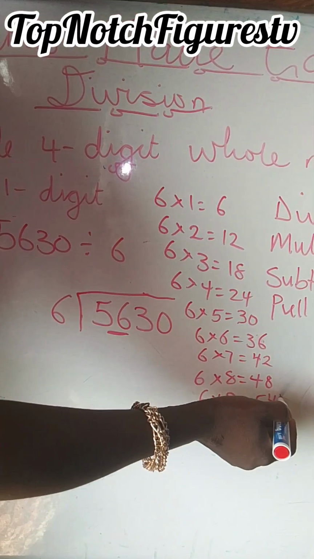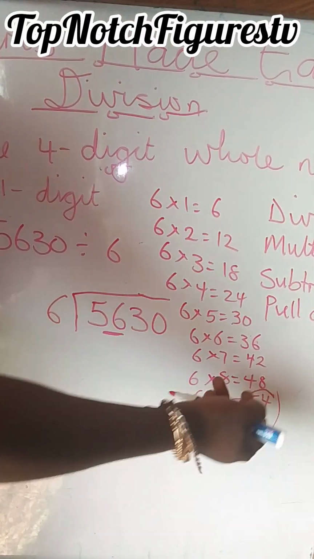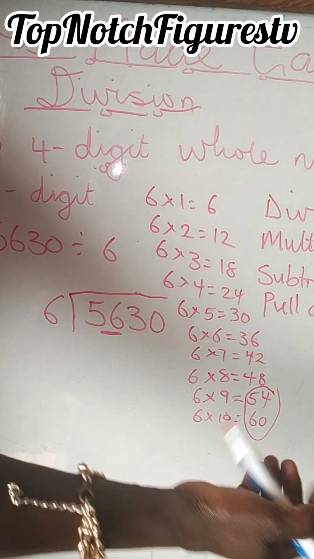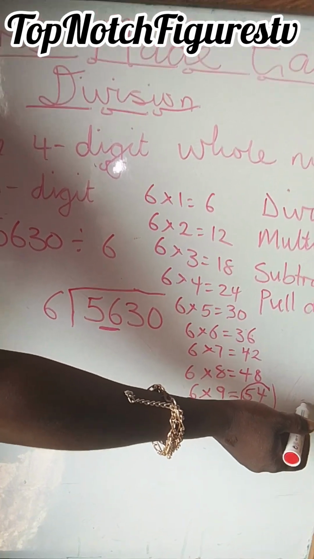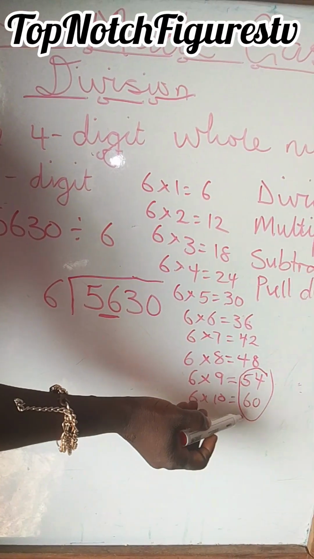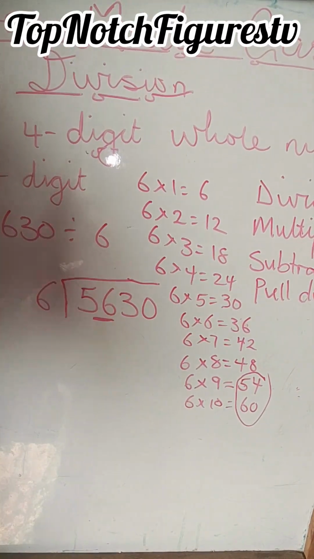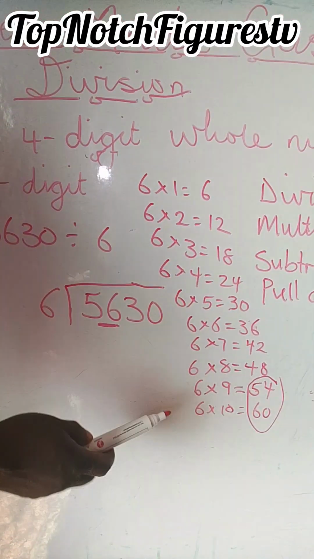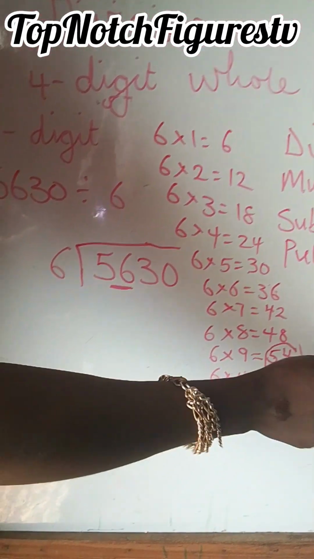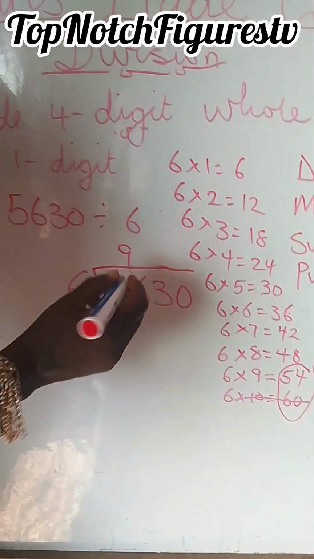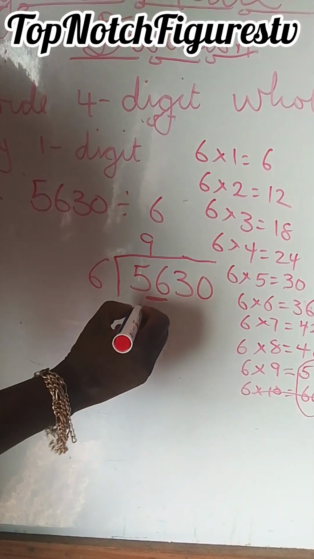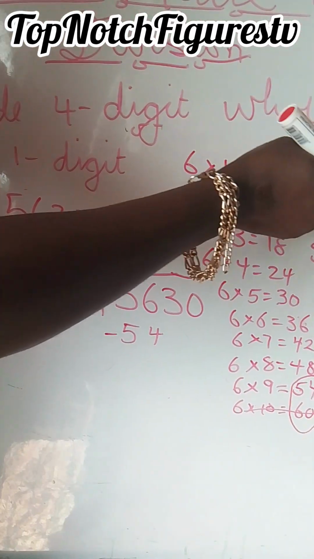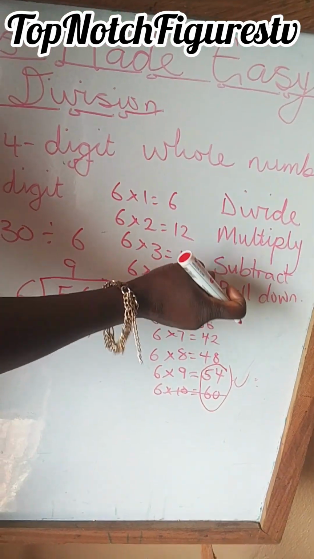So now we are around here: 54, 60. Which one is closer to 56 but not more than? 54 is closer to 56, not more than. But 60 is also closer to 56, but it is more than 56. So that is why this is out and we will pick this. So we go for 9. 9 times 6 is what? 54. Remember, after your division, we multiply, then we subtract.